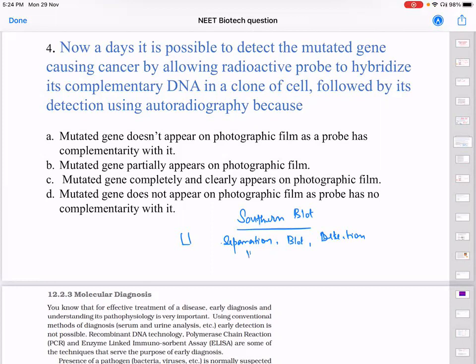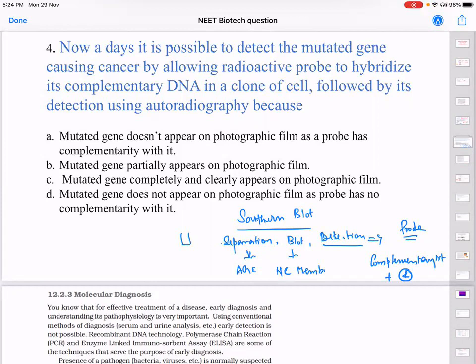Separation is usually done by agarose gel electrophoresis. Then you transfer the separated DNA onto a nitrocellulose membrane. Then you carry out the detection process. To detect, we construct something called a probe. A probe here means a set of complementary nucleotides with a radioactive isotope label, some radioactive material attached to the complementary nucleotide. Complementary to what? Complementary to the DNA which you are looking for.